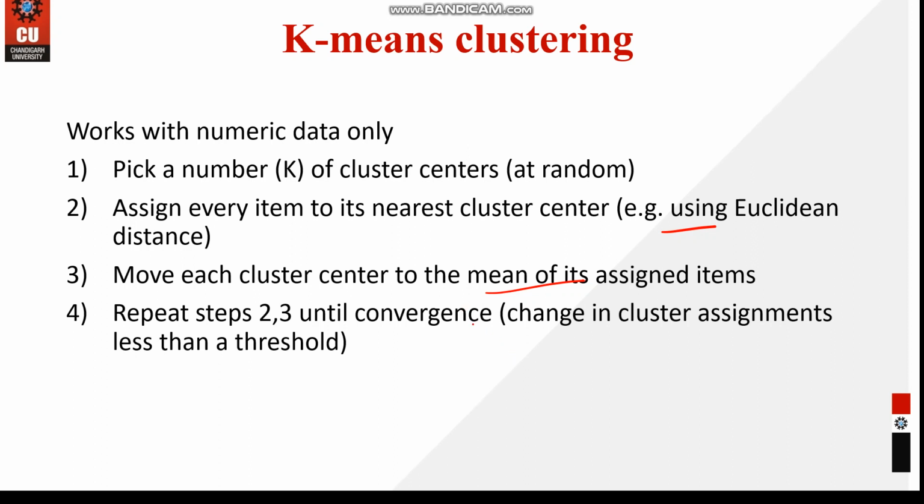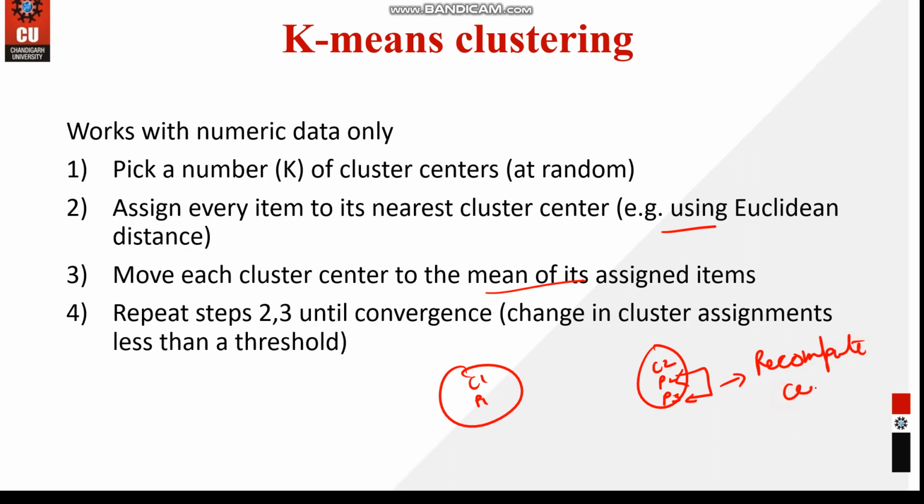Suppose initially we have cluster 1 and cluster 2, and we have a central point P1 in this one and a central point P2 in this one. Now suppose data item 3 goes to cluster 2. In that case we need to recompute the centroid. So here we will get the new centroid, that will be the mean point.